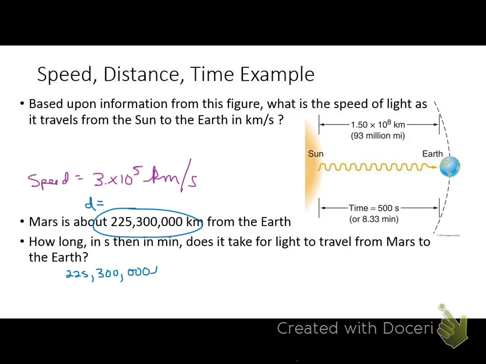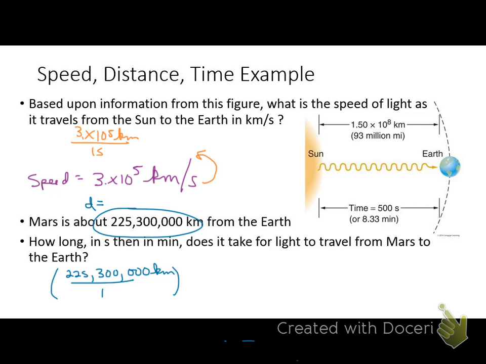$225,300,000 kilometers over 1. And then I would recognize that I want my kilometers to cancel and I want to be left with seconds. So I would probably go back up here and doodle my speed, and I would say that what that really means is 3.3 times 10 to the 5th kilometers per 1 second.